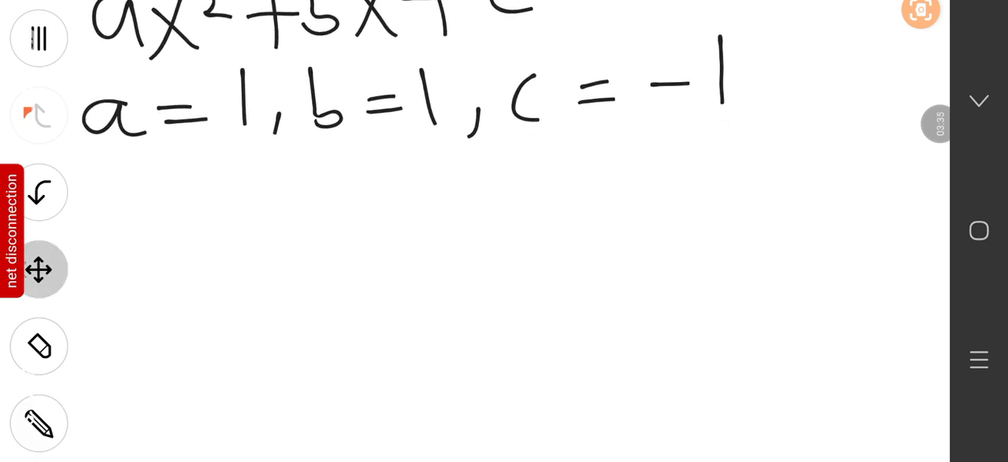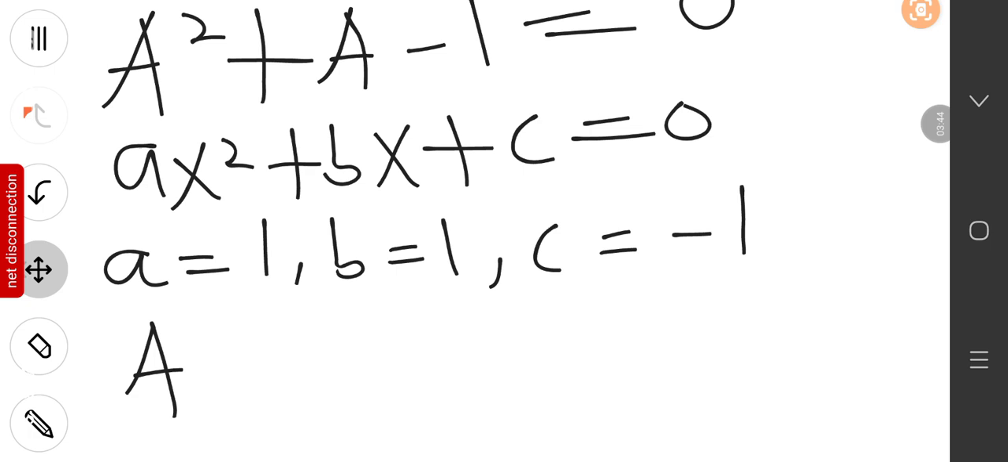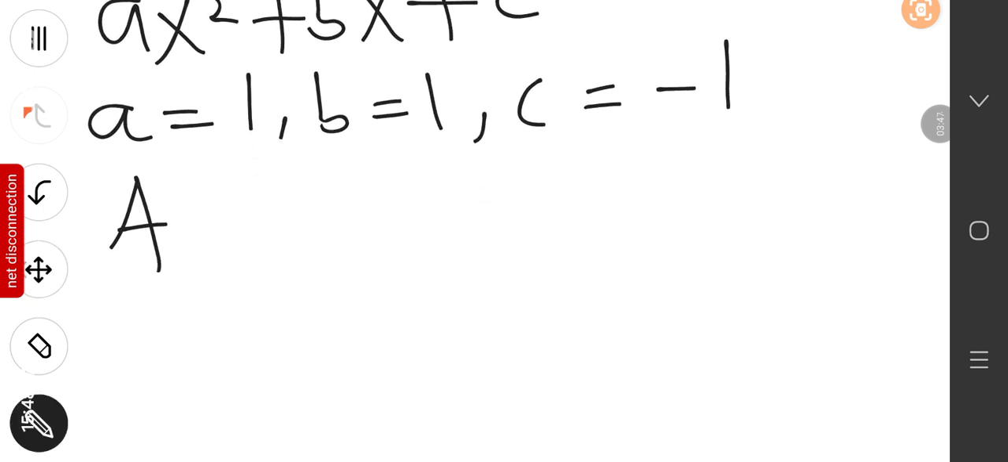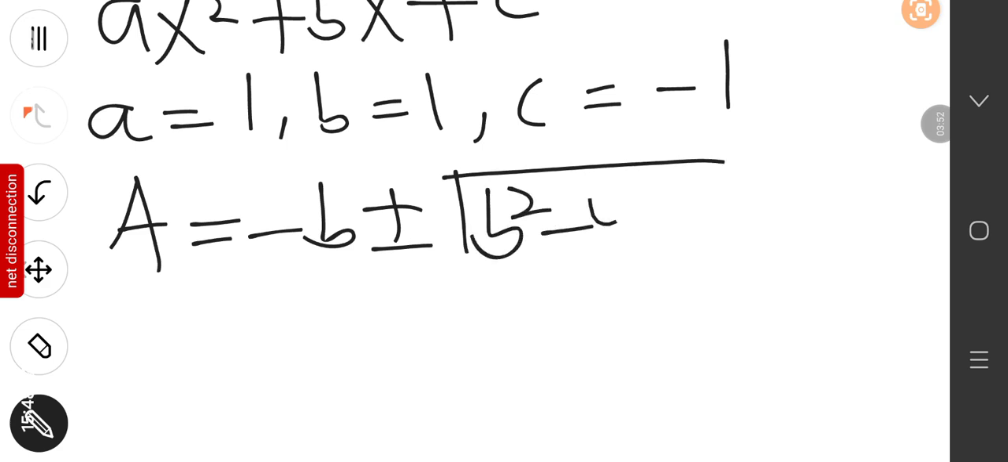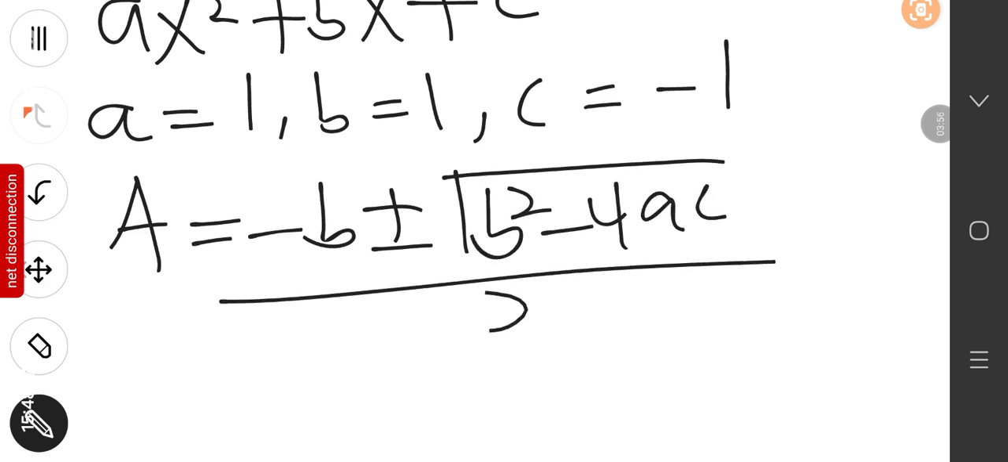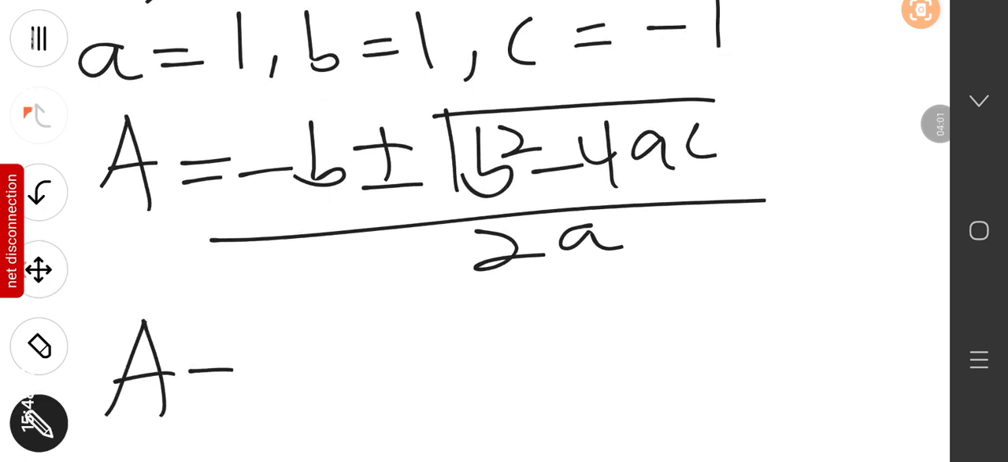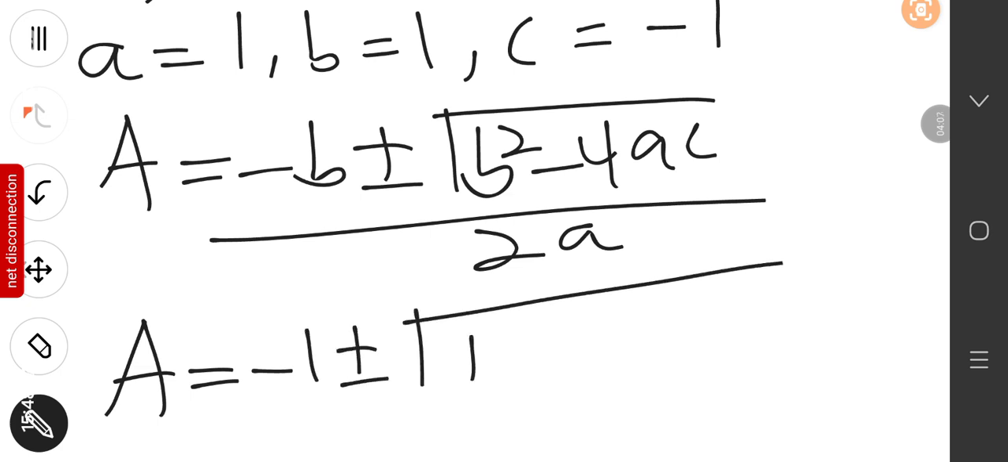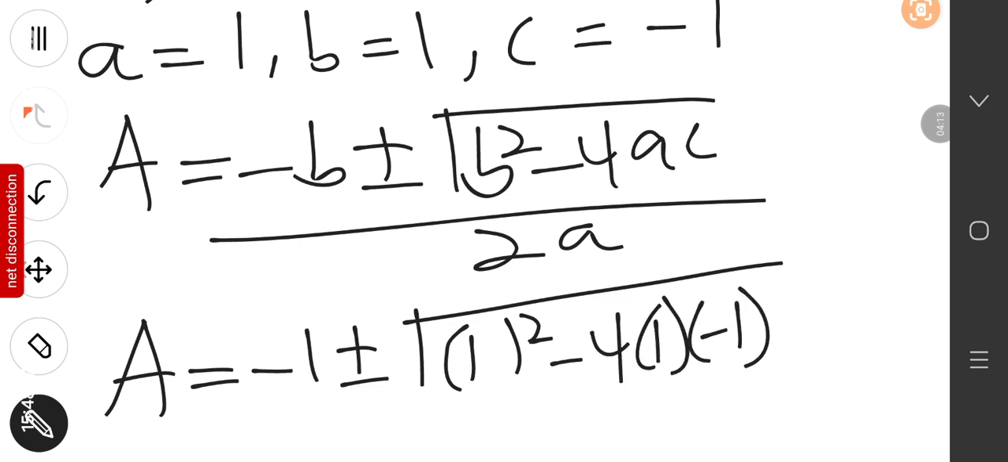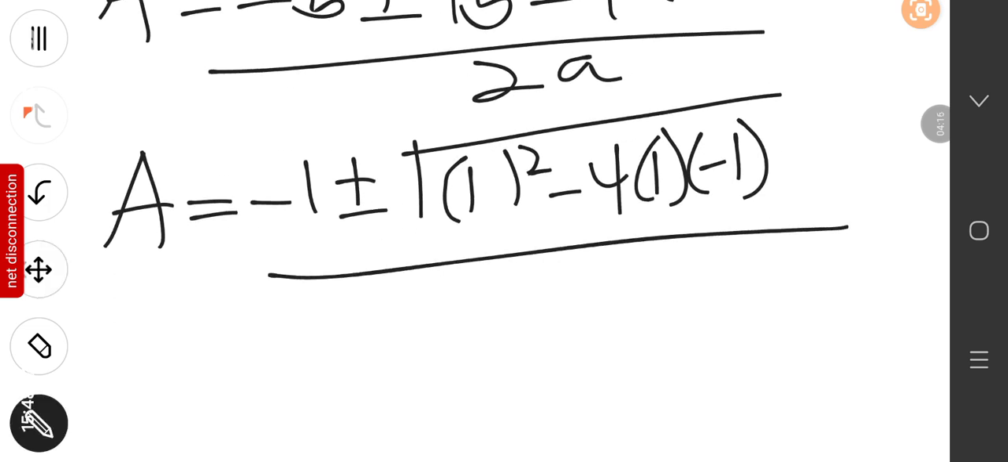All right, now let's put this into the quadratic formula. So now we are quoting the quadratic formula. So you can say a equals minus b plus or minus the square root of b squared minus 4ac all over 2a. All right, so let's do the substitution. So we say a equals minus 1 plus or minus the square root of, now b squared is 1 squared, a is 1, c is minus 1, all over 2 times 1.